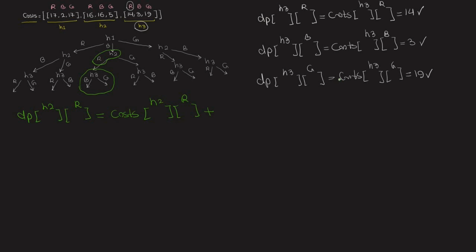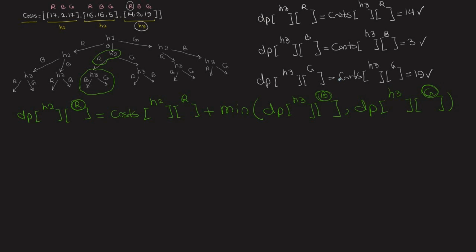But which one should I select? The one that gives me the minimum cost. As a result, I say minimum of DP house 3, what color? Color blue, and DP of house 3, color green. Again, because I'm at H2 color red, H3 could have color blue or color green.